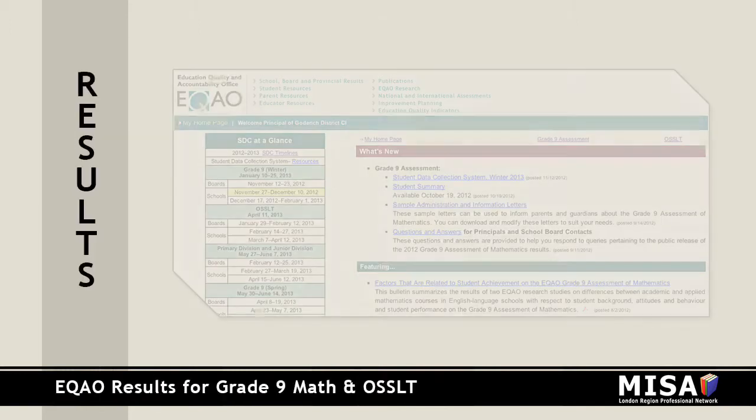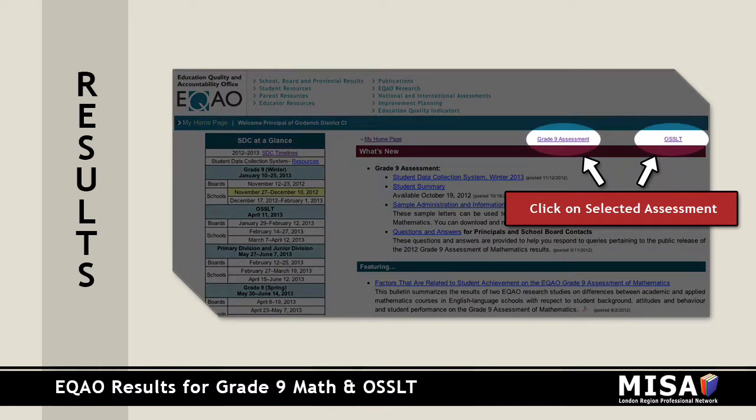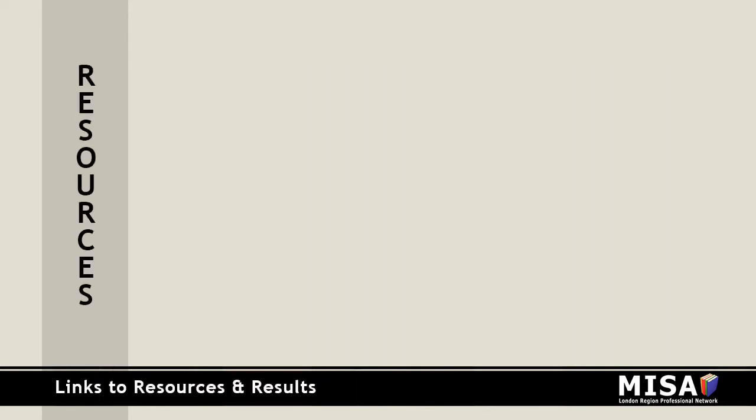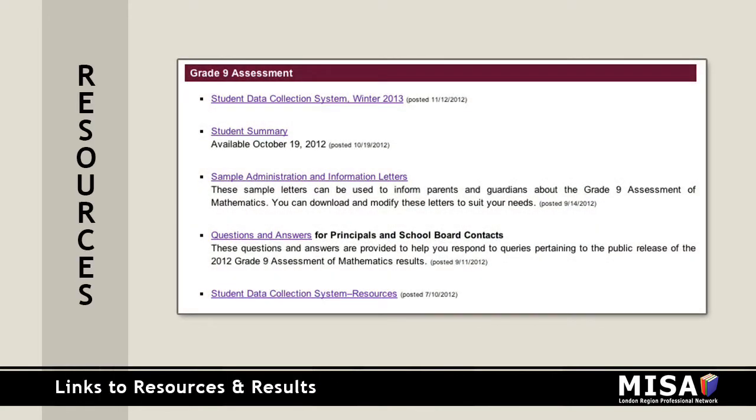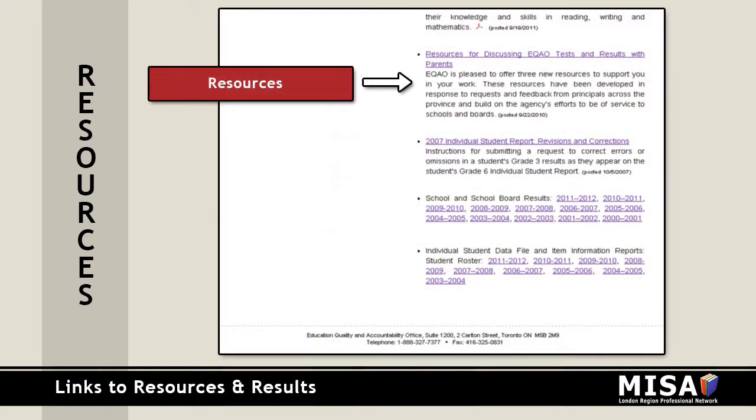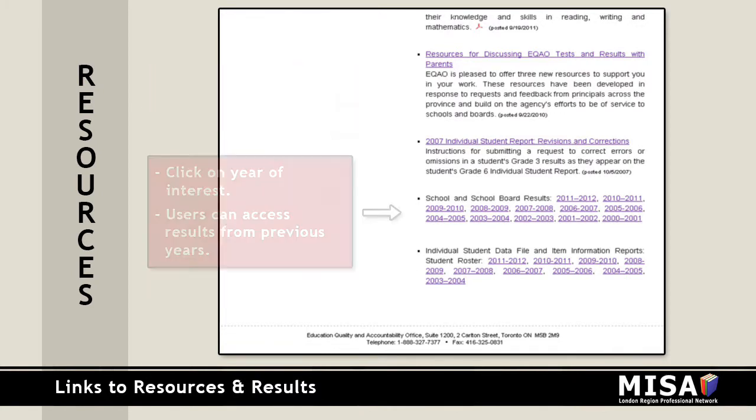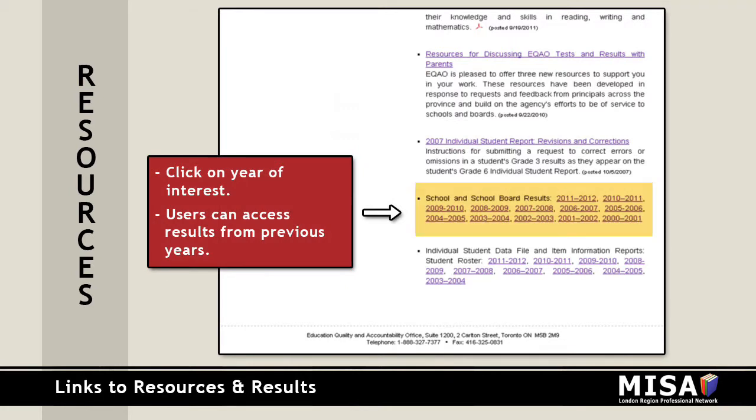To access the results for your school, please select Grade 9 Assessment or OSSLT. This page has additional resources that you may find useful in administering the assessments and for reporting EQAO results to your school community. If you scroll to the bottom, you can access school, board, and individual student reports for the current and previous years. To access your school results, select the appropriate year.